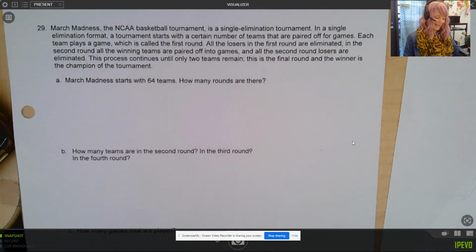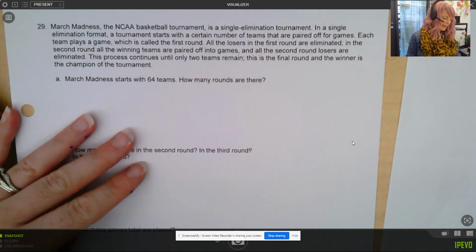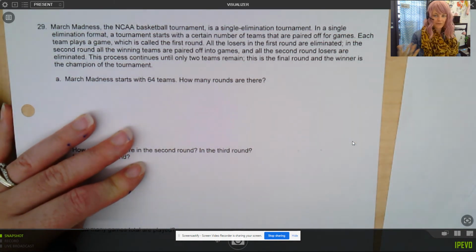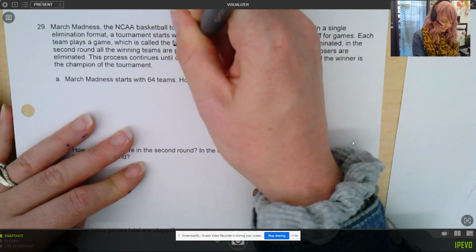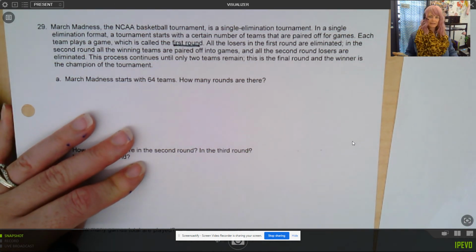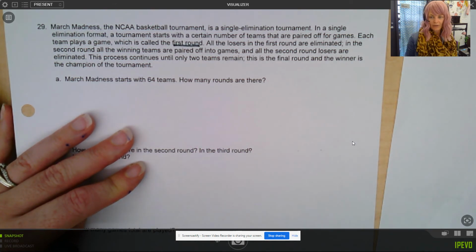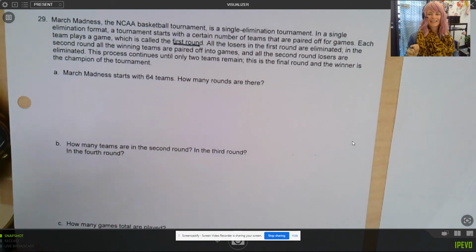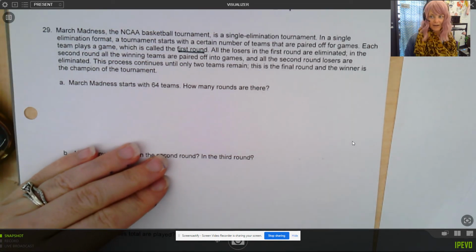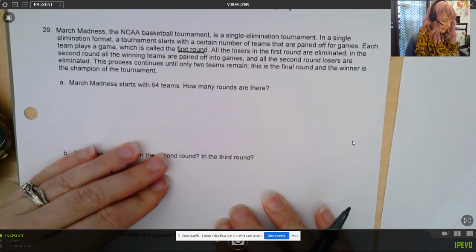So March Madness is a single elimination tournament in basketball, NCAA, so college basketball. In a single elimination format, a tournament starts with a certain number of teams and they're paired off for games. And each team plays a game which is called a round. And all the losers in the first round are eliminated. And in the second round, all the winning teams are paired off into games. And all the second round losers are then eliminated. So this process continues until there's only 2 teams that remain. And it's the final round where the winner is the champion of the whole tournament. Very exciting. So March Madness starts with 64 teams.